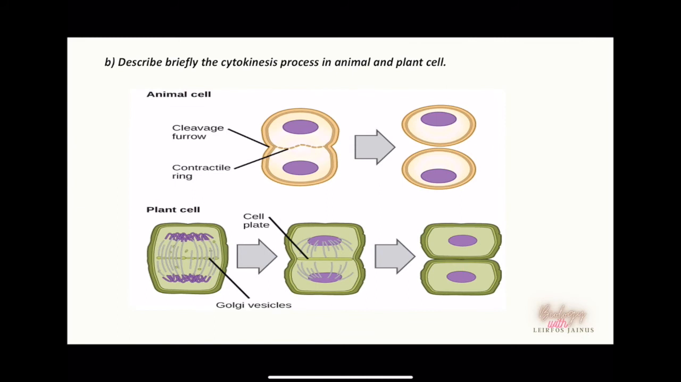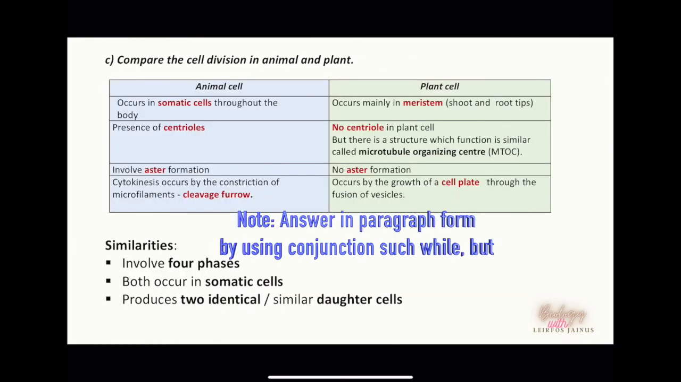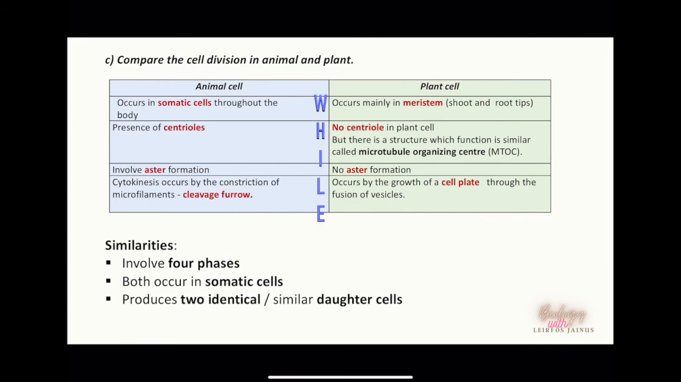To conclude, cytokinesis in animal cells is through the formation of a cleavage furrow, and cytokinesis in plant cells is through the formation of a cell plate. Now the comparisons between cell division in animal cells and plant cells. In animal cells, cell division occurs in somatic cells throughout the body, while in plant cells, it occurs mainly in meristems that consist of the shoot and root tips of the plant.